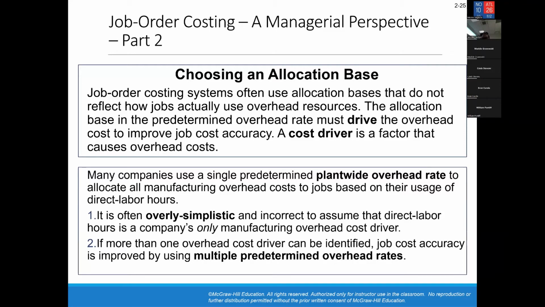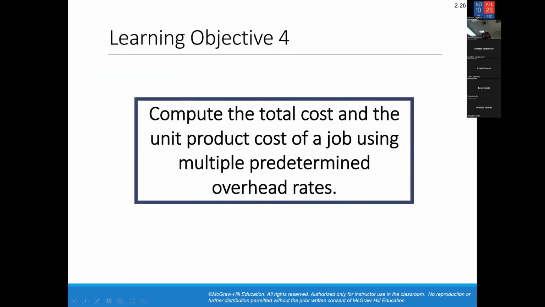And then we have more than one overhead that can be identified and we may use different ones, multiple predetermined overhead rates, and that could help us be a little bit more accurate in our estimate. All right. So compute the total cost and the unit product cost of a job using multiple predetermined overhead rates. So we just did one with labor hours. Now we're going to look at an example that has two different departments and they allocate differently.